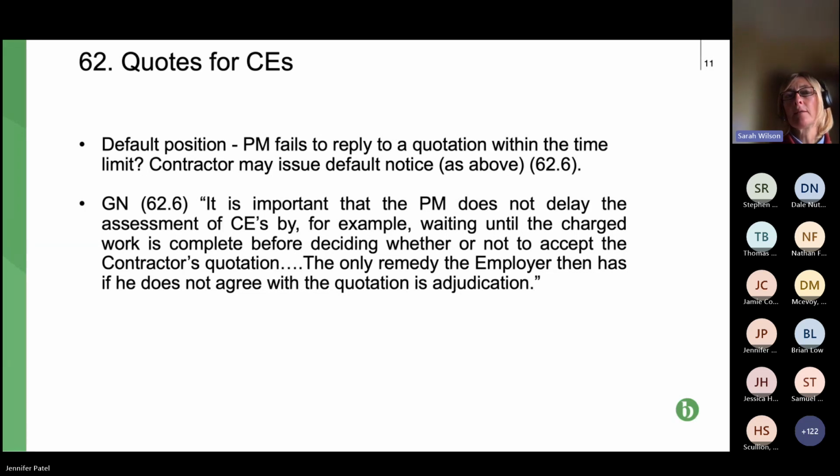It's interesting, the guidance notes, so GN, second bullet point, talk about 62.6. And I think sometimes it's quite helpful to quote the guidance notes if the PM isn't particularly cooperating. The bit that I like here from a contractor, subcontractor perspective is the bit, it is important that the PM does not delay the assessment of CEs by, for example, waiting until the changed work is complete before deciding whether or not to accept the contractor's quotation. I must say, I have seen that occur a lot.